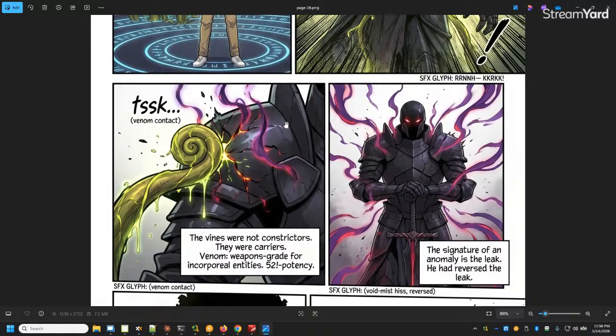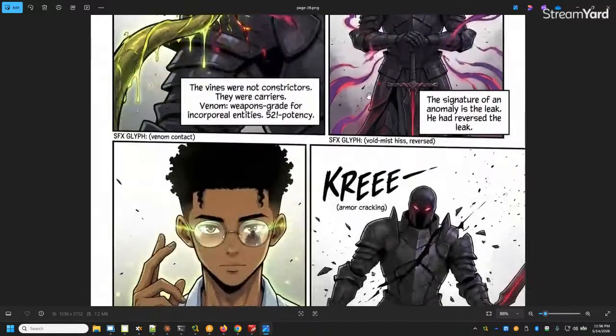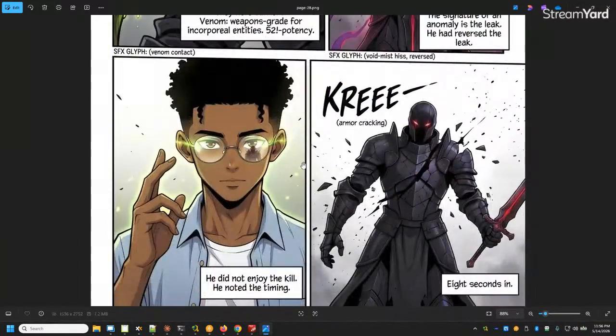I didn't think the plant was also venomous, and he did say he attached 52 factorial to the potency. He did say that. Their character carriers, venom, weapons grade for incorporeal entities, 52 factorial potency. The signature of an anomaly is the leak. He had reversed the leak. So it didn't work. He did not enjoy the kill. He noted the timing.